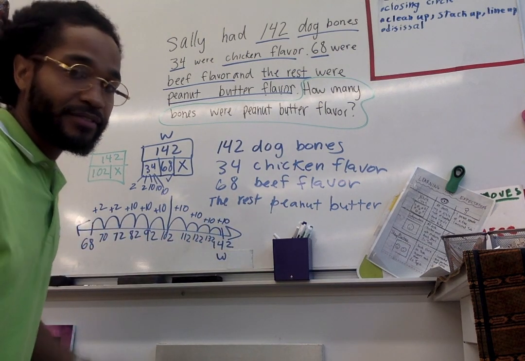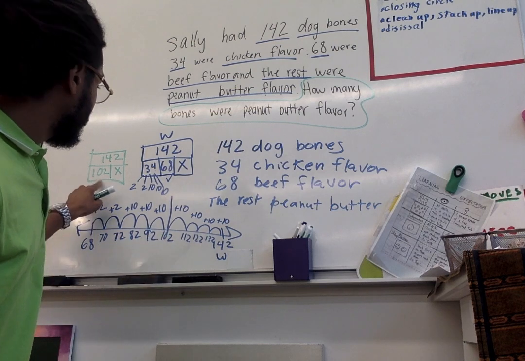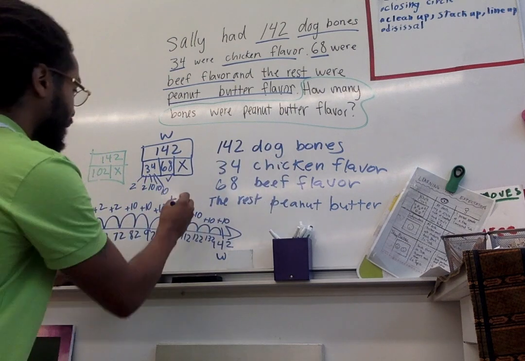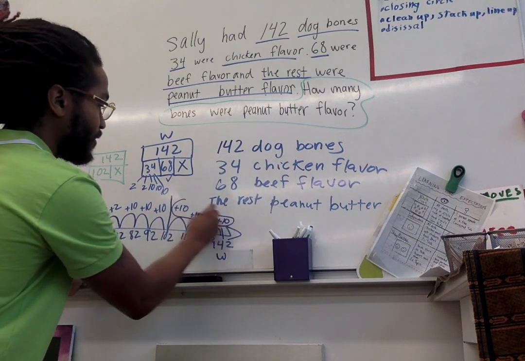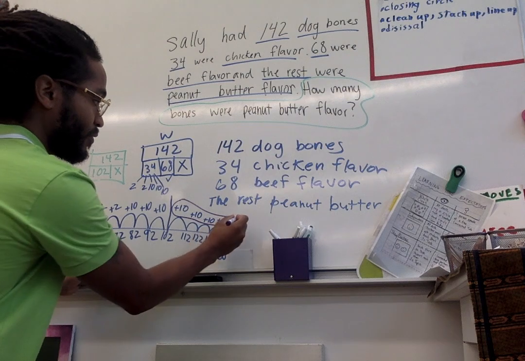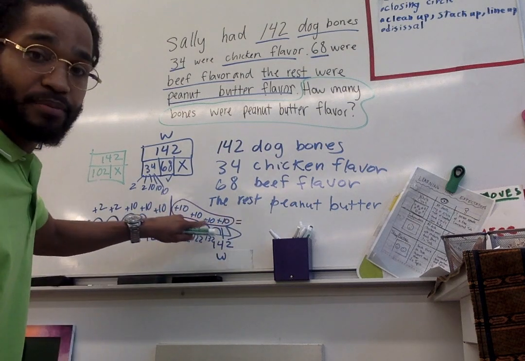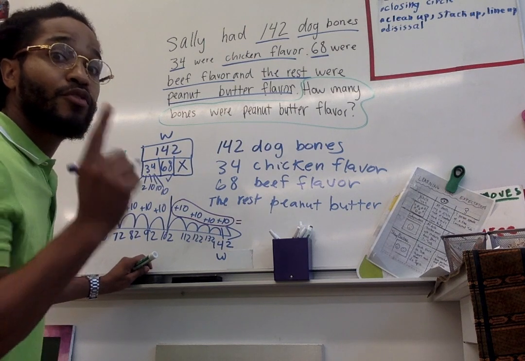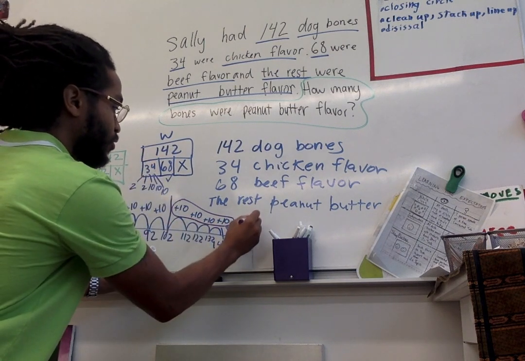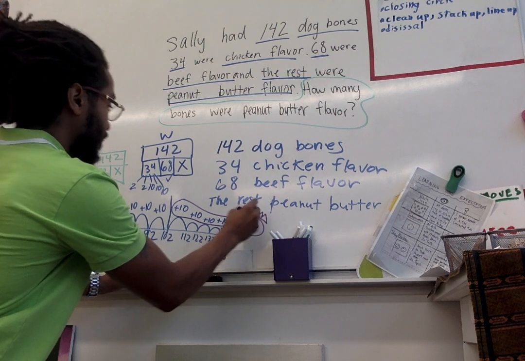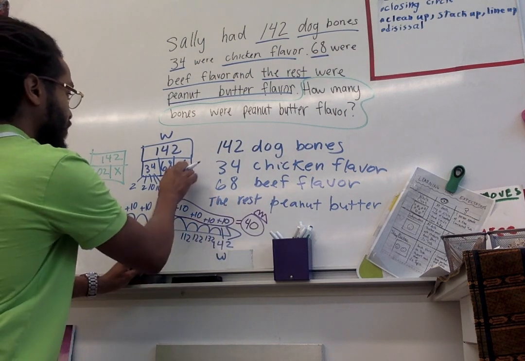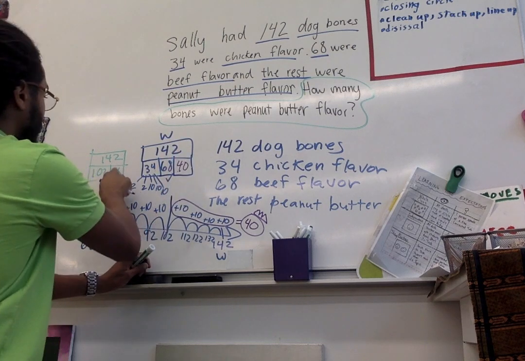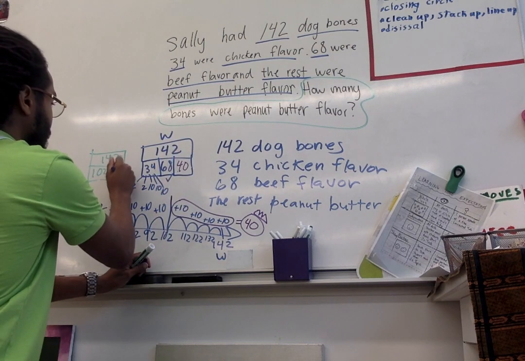But I'm not done yet, right? 102. What did I add on from 102? This is what I added on to finally get to the whole. 10 plus 10 plus 10 plus 10 equals 40. So 40 is the correct answer. So here, where X is, should be 40.